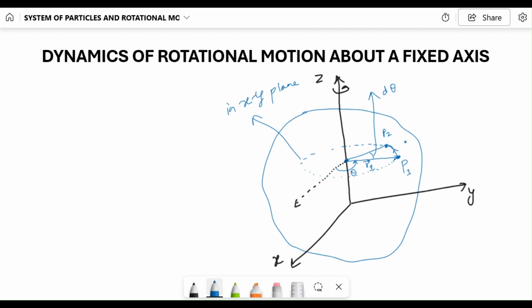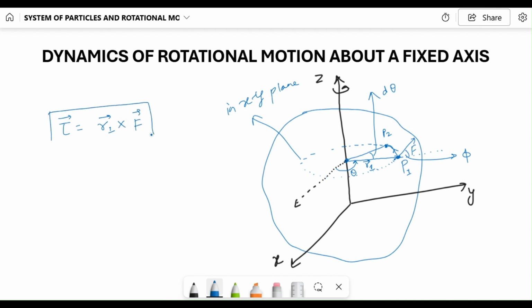Now, if there is a force acting on this particle here, let's say this force is F, making an angle phi with this position vector R1. This angle is phi. So we have a torque on this body at this point, which we can write as R1 cross F.